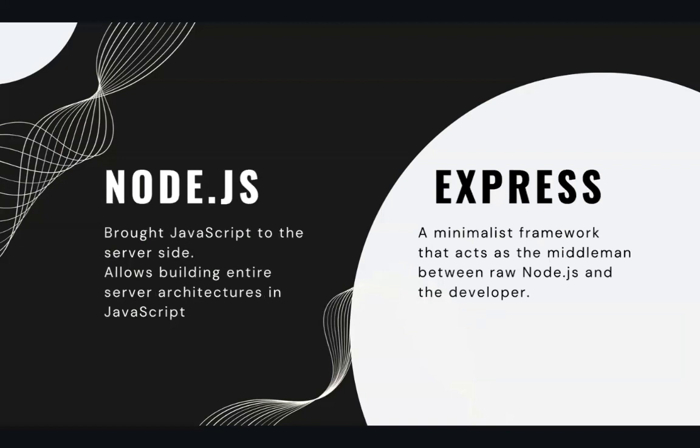However, setting up server-side logic can still be hard, and that's why we use Express, which is a minimalist framework that makes the process of setting up a server a lot easier. Express acts as the middleman between raw Node.js and the developer. It offers a simpler interface to set up the routes, middleware, and handle requests and responses. With Express, the creation of APIs, the management of cookies, and the setup of various HTTP methods become almost effortless.